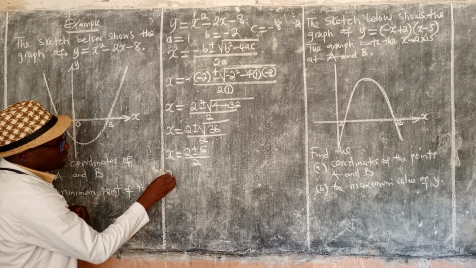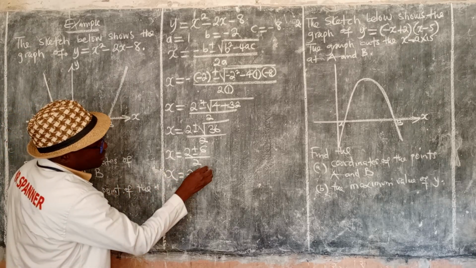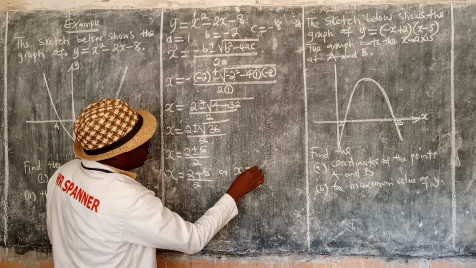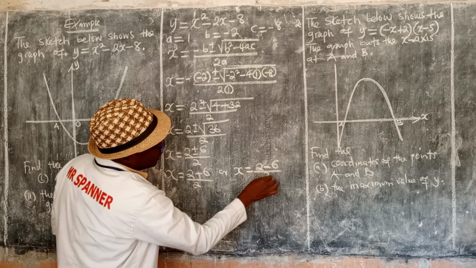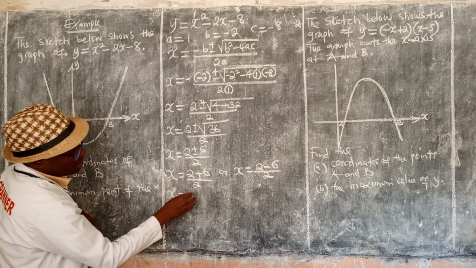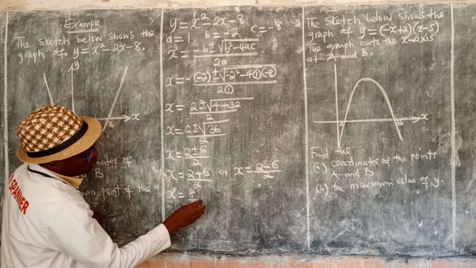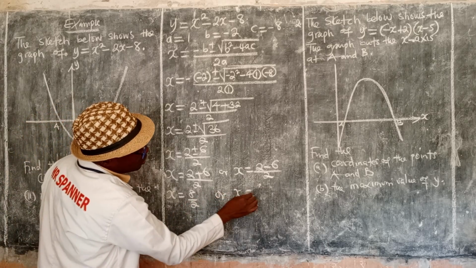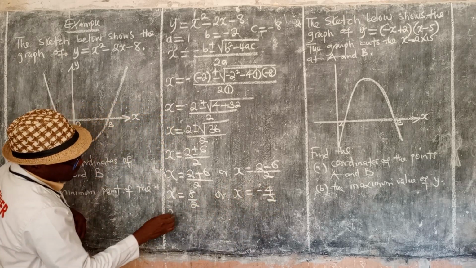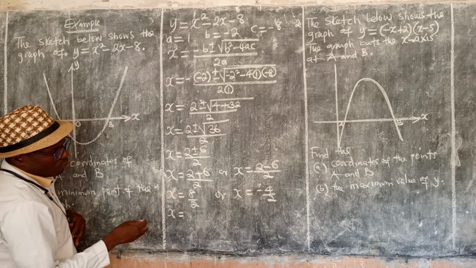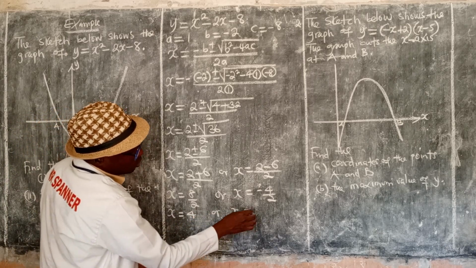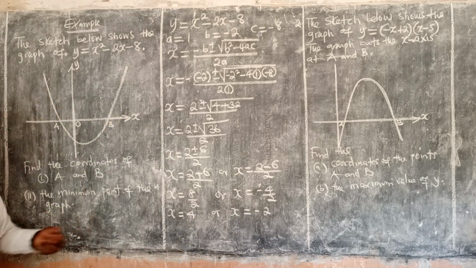Now from here we can separate. Our x is equal to 2 plus 6 over 2, or x is equal to 2 minus 6 over 2. Which is x is equal to 8 over 2, or x is equal to negative 4 over 2. Which means our x is equal to 4, or x is equal to negative 2.